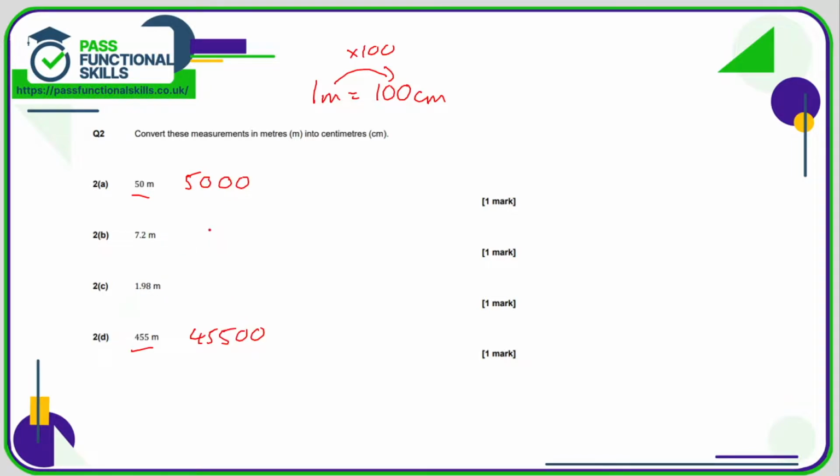If there are decimals involved, we're going to move the decimal point 2 positions, because there's 2 zeros in 100, and we're going to move it 2 positions to the right because we want to make the number bigger. Again, if it's not obvious where the decimal point is going to end up, then add some zeros. So here, by adding the zeros, I can now see where the decimal point is going to end up. So the answer is going to be 720.00, in other words, 720 centimetres. 1.98, put some zeros on the end, decimal point moves 2 positions, so that becomes 198 centimetres.